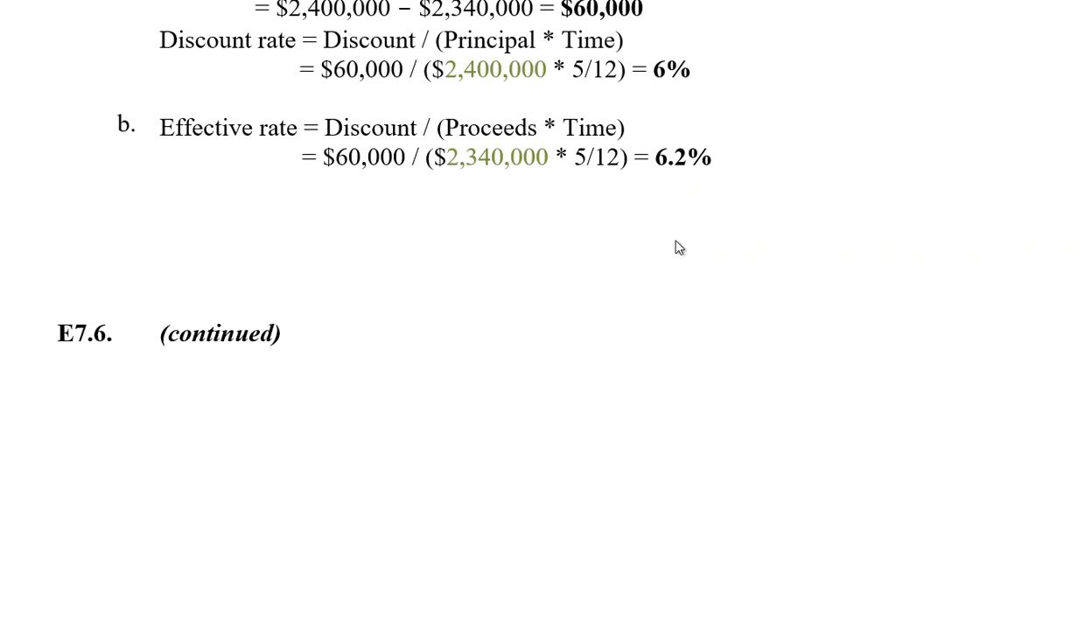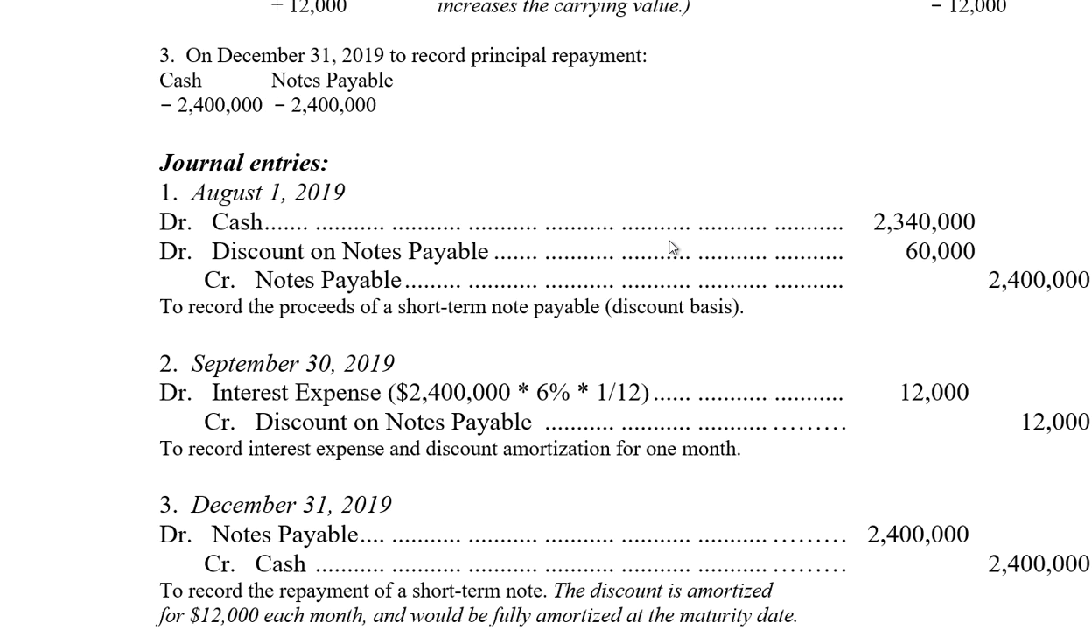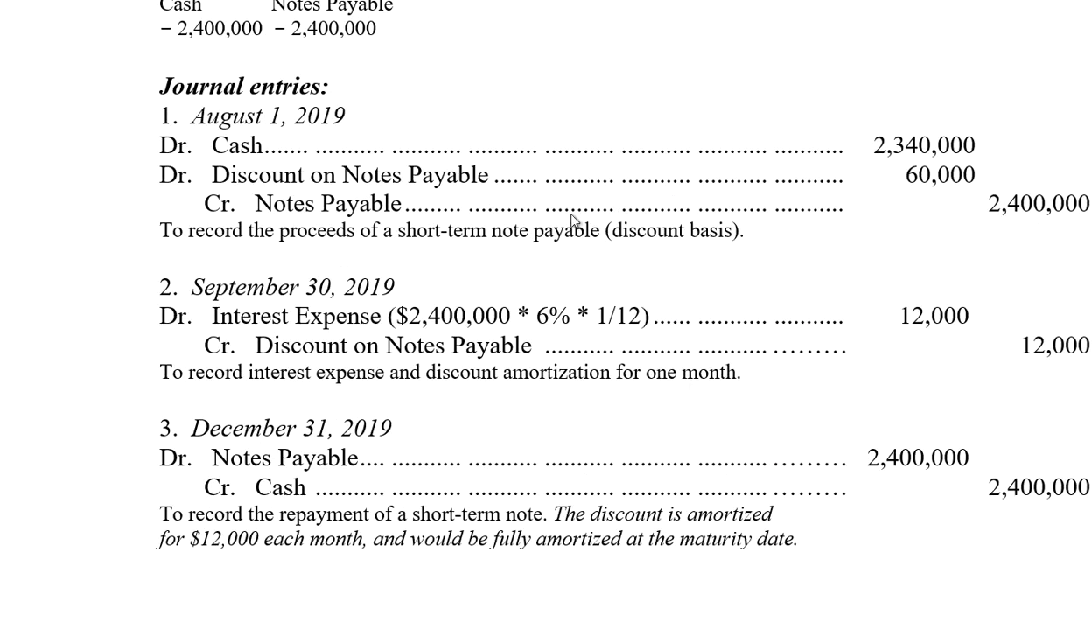Okay. Now I'm going to come down here to the journal entries associated here, because they ask us if we would go ahead and record these journal entries. So let's look at them real quick. We got on August 1, we're going to get some cash, guys, but notice that we get the proceeds, don't we? And then we're going to record a note payable here for $2,400,000, because that's ultimately what we're going to have to pay. And then the difference, you notice, is put in an account called discount on notes payable here.